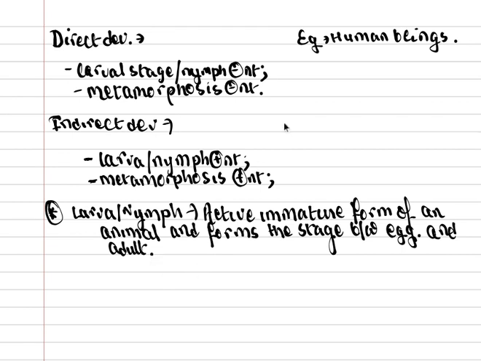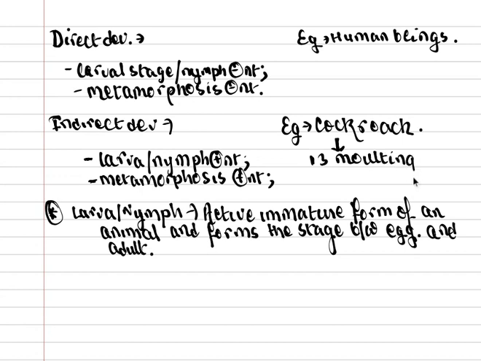For example of indirect development, you can take cockroach. We have seen cockroaches in our houses. Cockroaches show nymphal stages. One cockroach undergoes 13 nymph moltings. Molting is a type of metamorphosis. I am telling you what is molting just now. Wait.